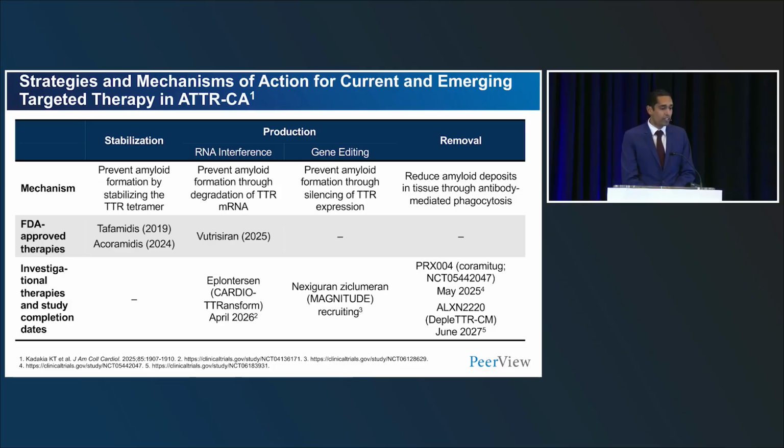The MAGNITUDE trial is testing a one and done approach that is currently recruiting, potentially at a center near you. And then finally, in terms of reversing the disease process itself, we have antibody therapy, which has been really exciting. And those are slated to read out in the next couple of years as well.